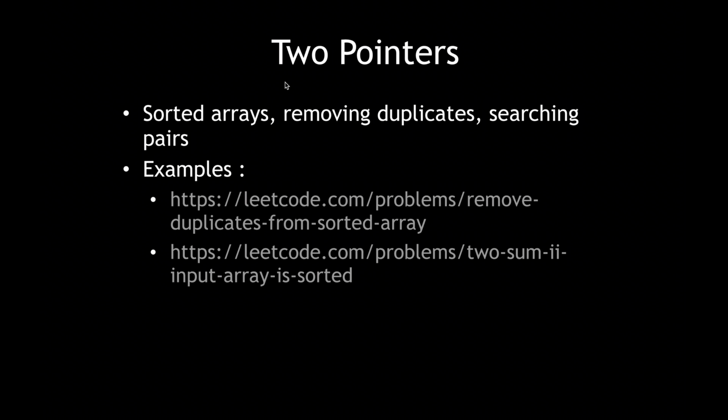The second one is called two pointers. It's ideal for sorted arrays, removing duplicates or searching pairs. Some examples are removing duplicates from sorted array. This one directly tells you anything to do with duplicates, arrays, and hence it falls under two pointers. Two sum two, where the input array is sorted. Again, another question with sorted arrays. These are really good hints that you can derive from the problem itself, that it has to do with arrays, sorted, duplicates, and hence the two pointers approach.